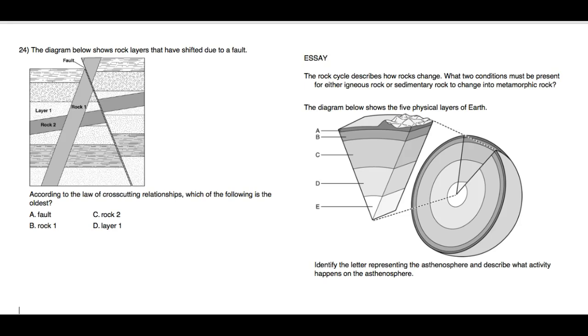Essay question. The rock cycle describes how rocks change. What two conditions must be present for either igneous rock or sedimentary rock to change into metamorphic rock?